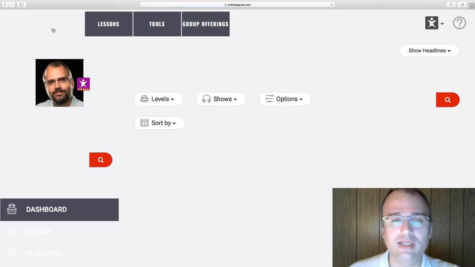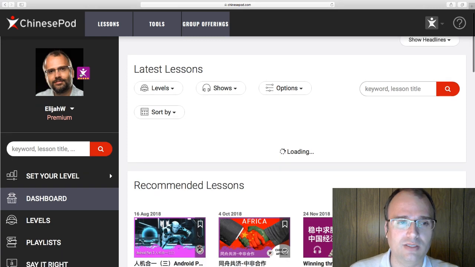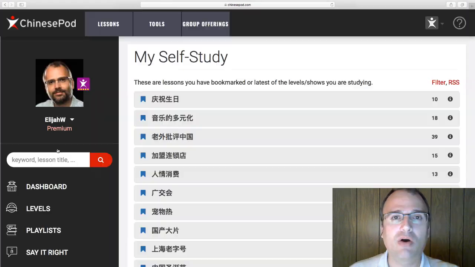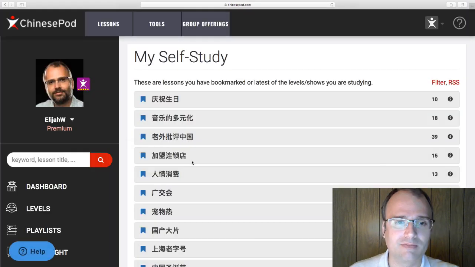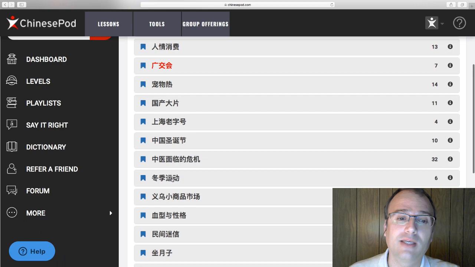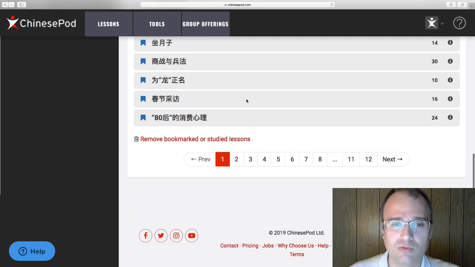Now, when I want to study them, I come to the dashboard and click the little triangle. Down here it says My Self Study. Click that, and now it brings up all of my bookmarked lessons. Normally it would show me the lessons I had just bookmarked, but I had already studied them. I had marked them as studied, so they're not going to show up here. But if you haven't studied them, they'll show up here. Instead, what it shows me are lessons I have bookmarked that I have not studied. And I'm studying advanced lessons right now, so that's what all these are.